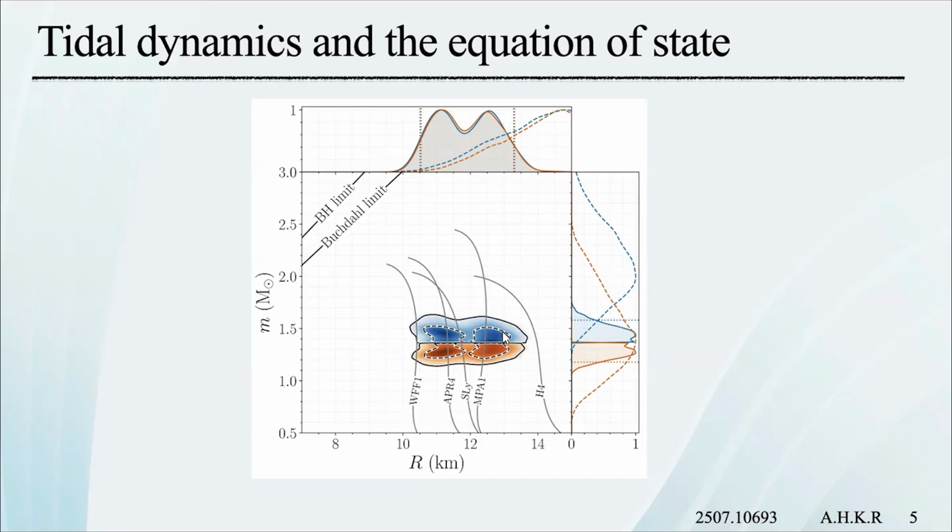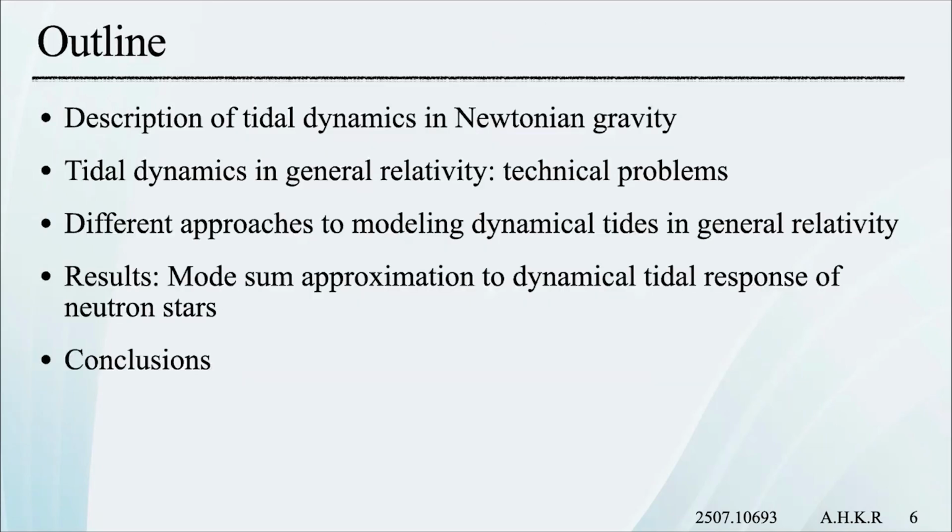Okay, if there are no more questions, let me proceed. So that was a very brief introduction to why tidal dynamics is important if you would like to understand neutron star dynamics and the equation of state of a neutron star. The rest of the talk will slowly get a bit more technical, and the outline is as follows. I'll begin by giving a brief description of tidal dynamics in Newtonian gravity, just to set the stage and to highlight the kind of tools and techniques that are used in Newtonian gravity.